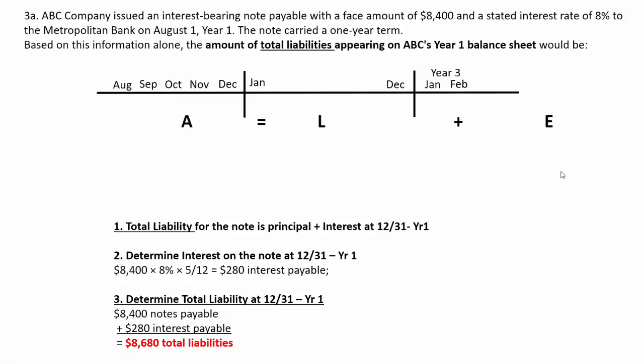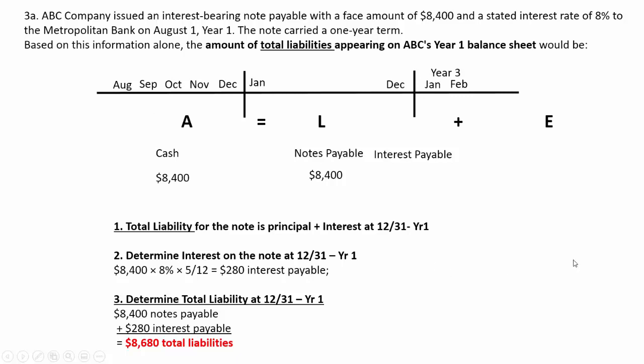So let's see what we've got here. Okay, so if you put in the accounting equation cash on the asset side, notes payable on the liability side, and also interest payable on the liability side. When you borrow the money, you increase cash, the asset, by $8,400, and you also increase a liability by $8,400. That's when you first get the money on August the 1st.